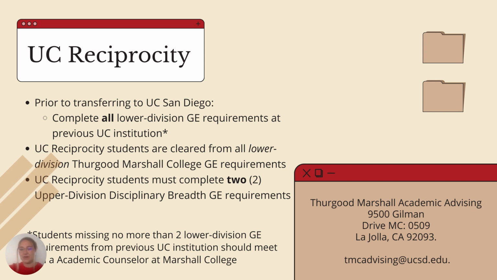Alternatively, you may have your letter of reciprocity sent electronically to the Marshall Advising office. Our email address is tncadvising@ucsd.edu. If you are certified for UC Reciprocity, you will be cleared from all lower division GE requirements for Marshall College and will only need to complete 2 upper division disciplinary breadth GE requirements. If you are missing no more than two of your lower division GE requirements from your previous CC campus, we recommend that you meet with an academic counselor at Marshall during your fall quarter to discuss your options.